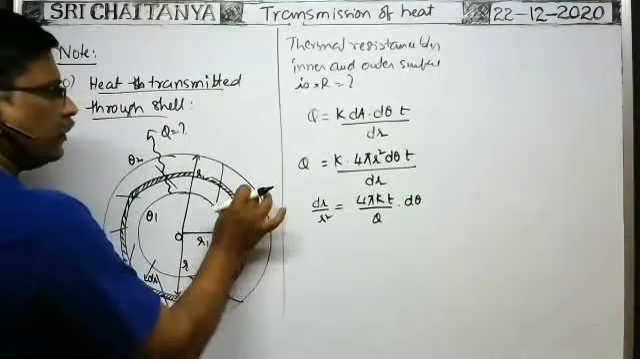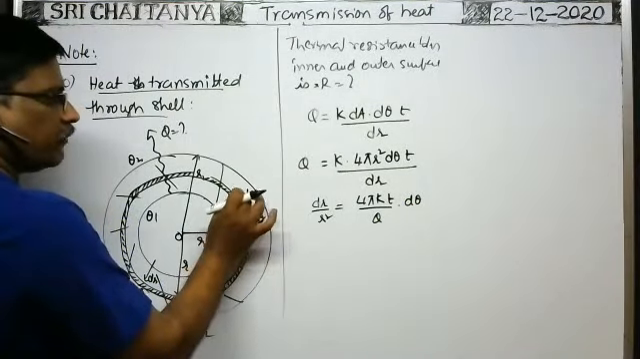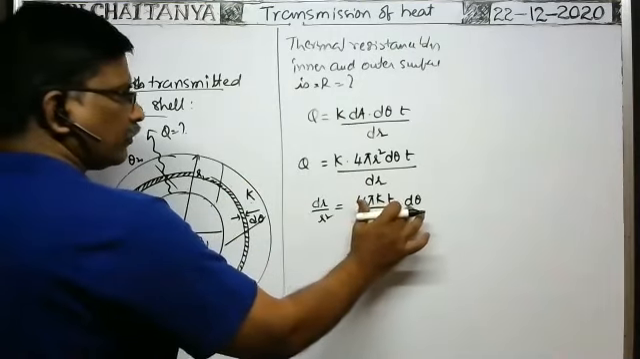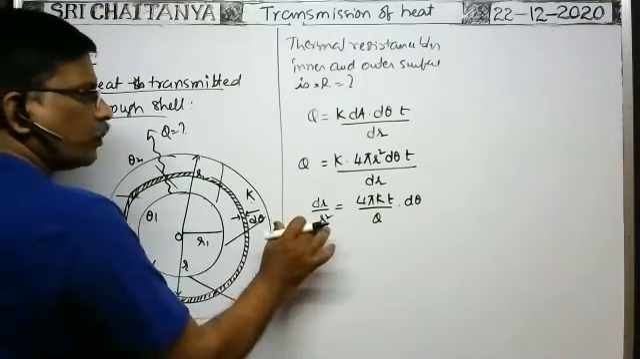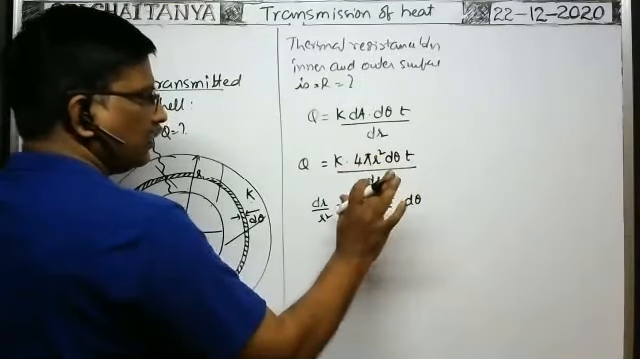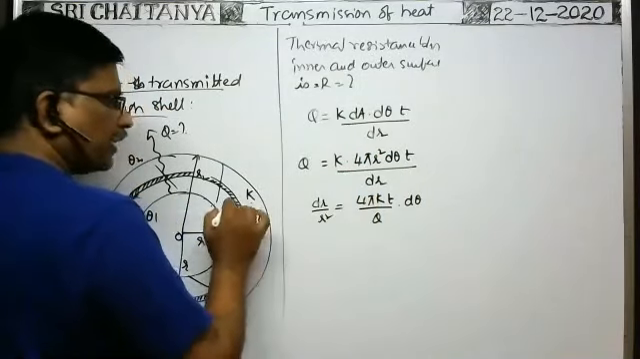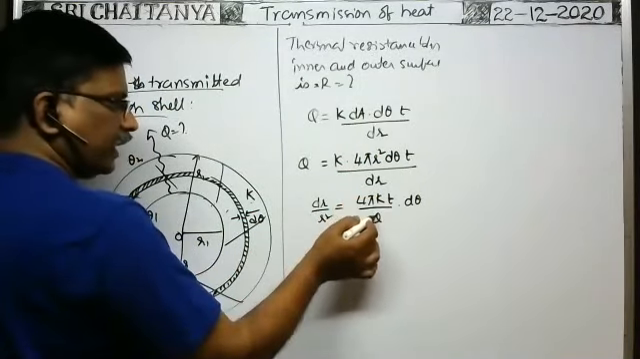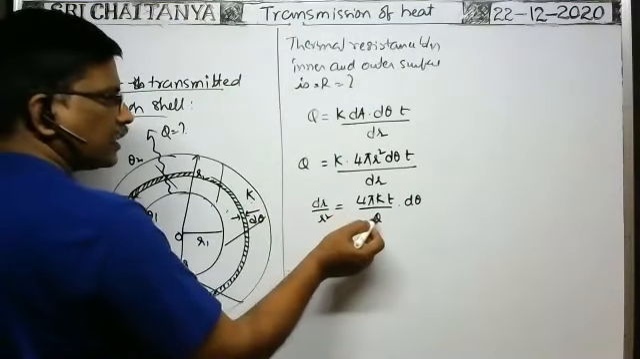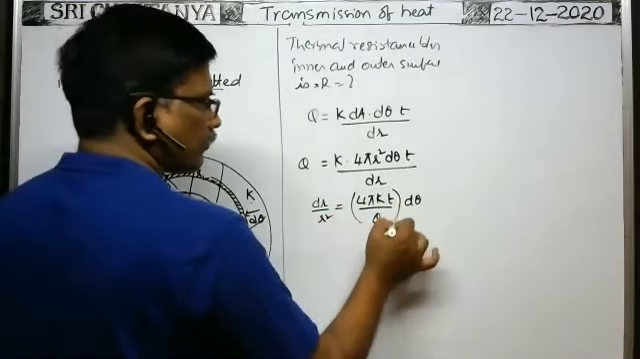Because for different elements, the temperature differences across them are different and the radii are different. That's why r and theta are different. But K is constant for every element. At the same time, the heat energy transmitted through each and every element is also the same. That's why these are all constants.